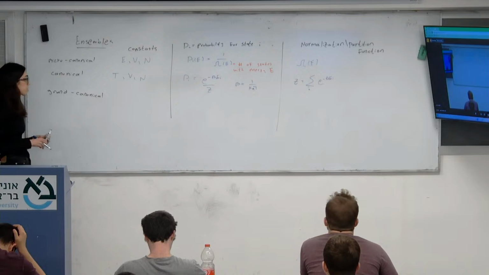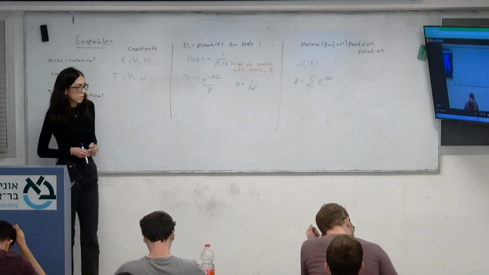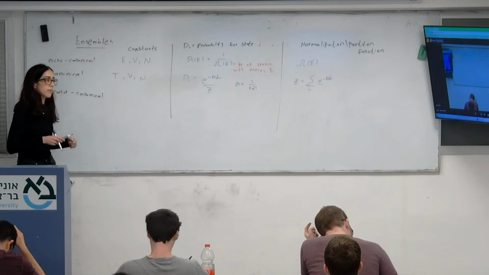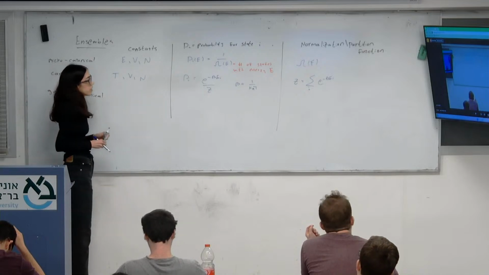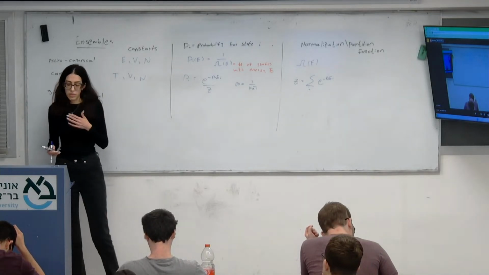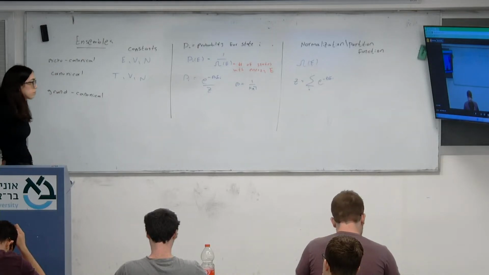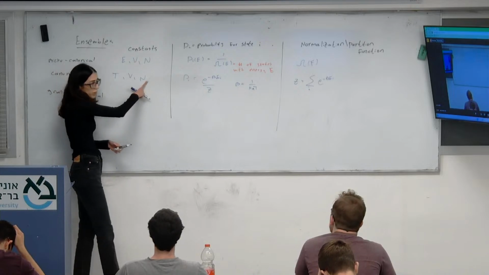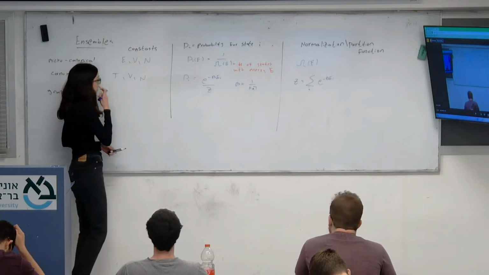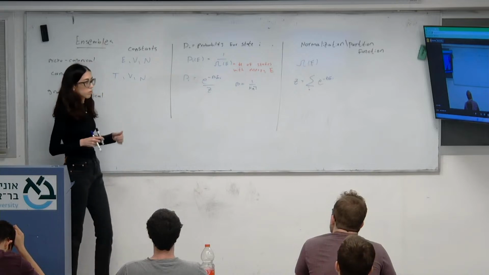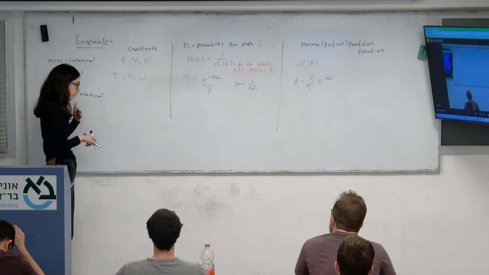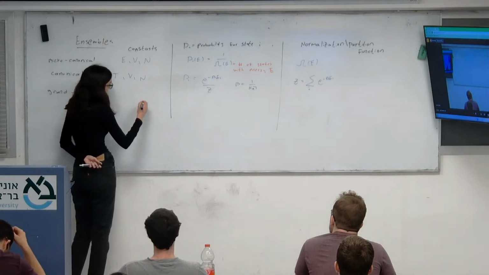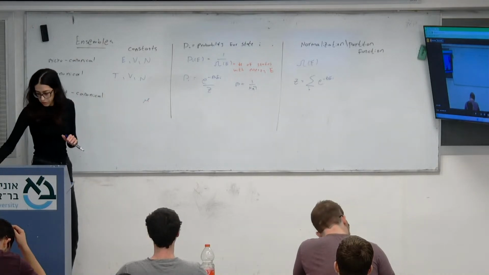Okay, now for the grand canonical ensemble. So now, in addition to the heat bath, we also connect the system to a particle bath, which means we allow particles to move in and out of the system. And so now the number of particles is not going to be a constant, and instead we're going to have a constant chemical potential, sorry. So instead of N, we're going to have mu, which is the chemical potential.